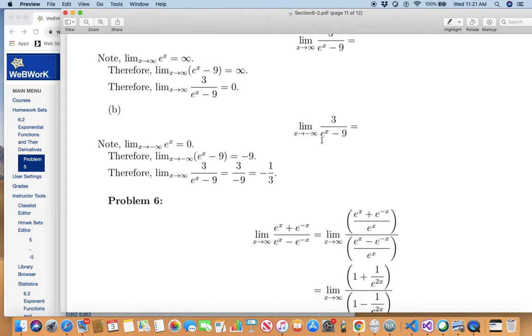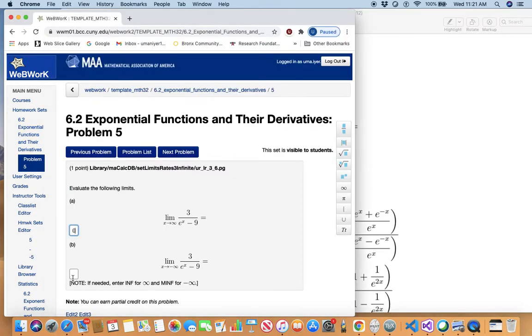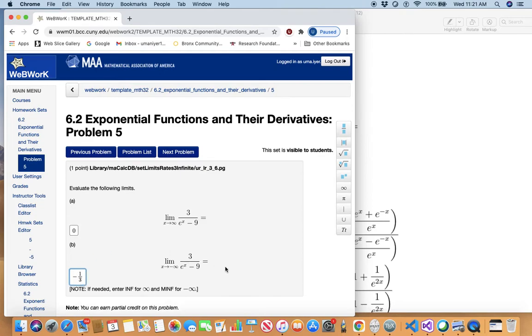What about negative infinity? As x approaches negative infinity, e to the x is 0. Remember, this is an increasing function with the x-axis as a horizontal asymptote, so on the left you are approaching 0. If I subtract 9, then the limit of the difference is negative 9. So for the fraction, it is 3 over negative 9. That's negative 1/3.